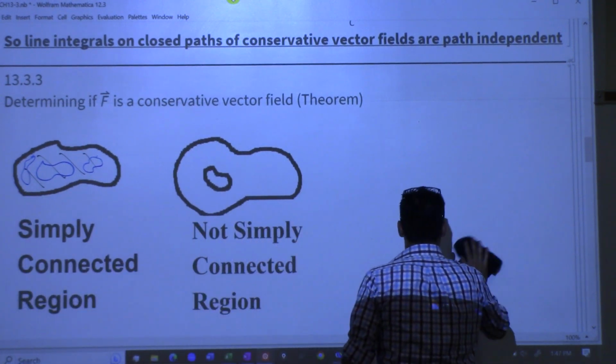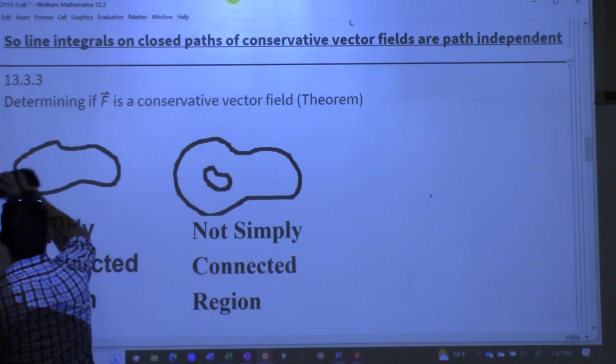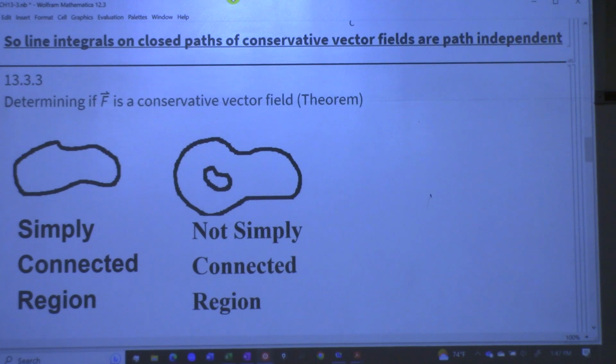How do you get a region like that? Does it feel like weird domain restrictions or something? Yeah, I mean, just take a washer like that. There you go. It's not simply connected.